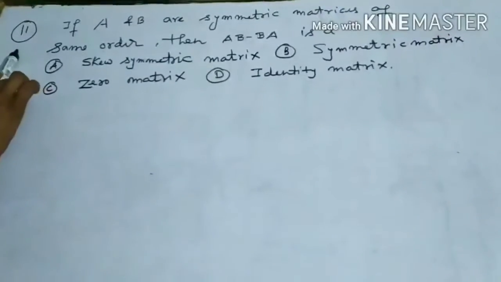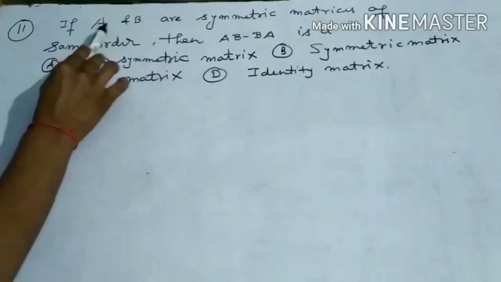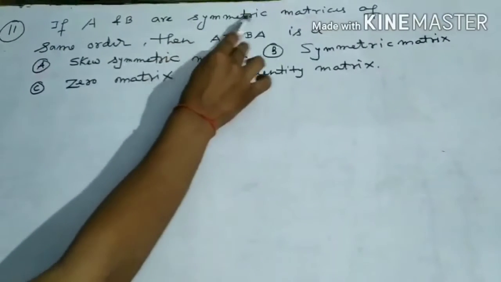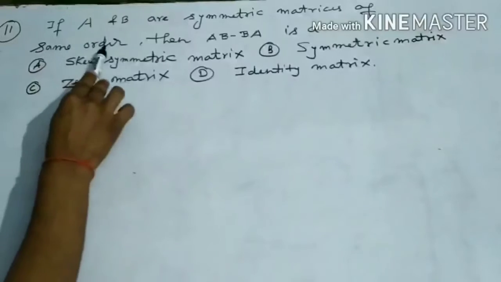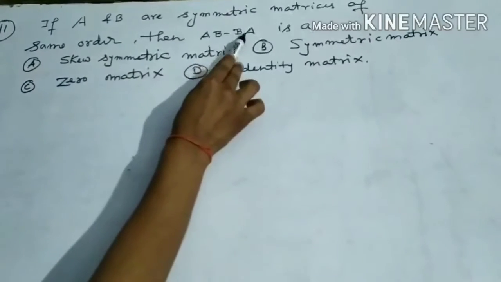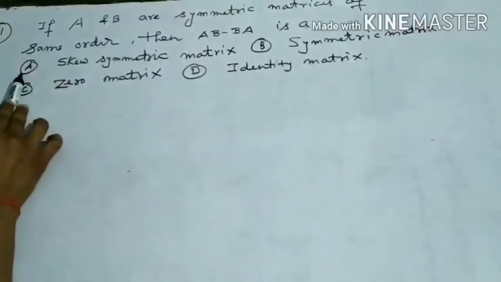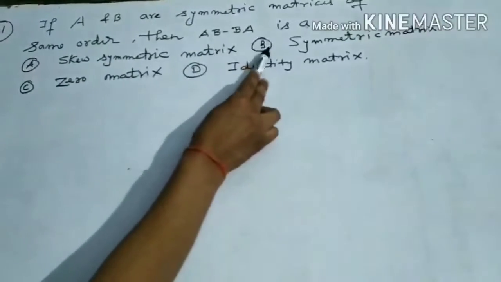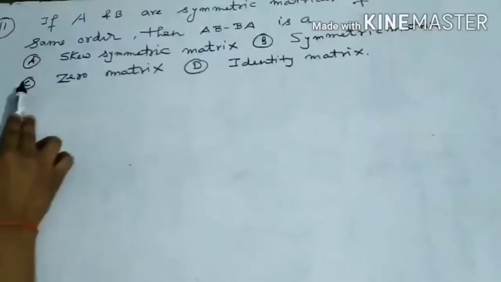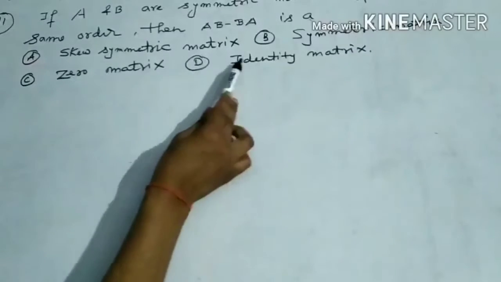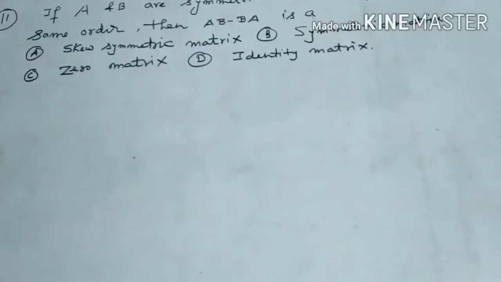This is problem number 11. If A and B are symmetric matrices of the same order, then AB minus BA is a: four options are given. A, skew-symmetric matrix; B, symmetric matrix; C, zero matrix; and D, identity matrix. Solution you have to see.